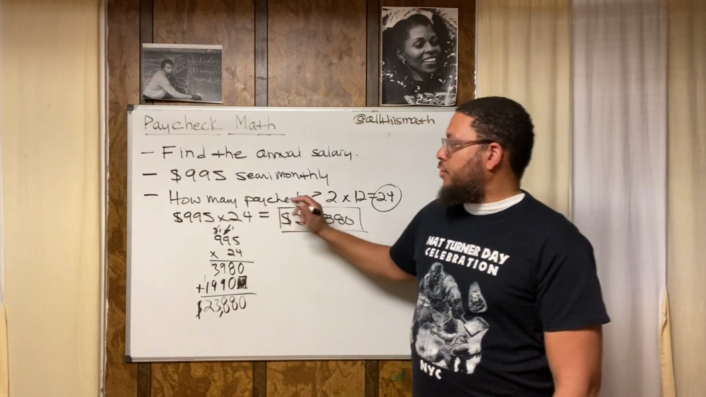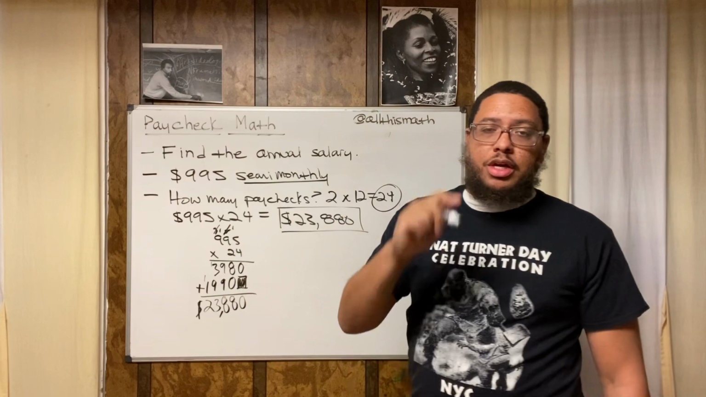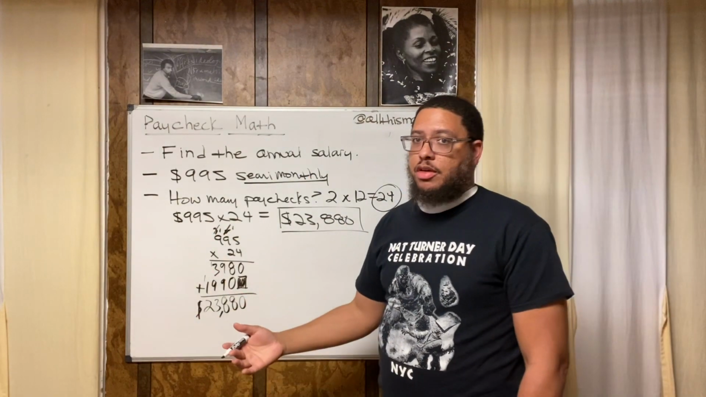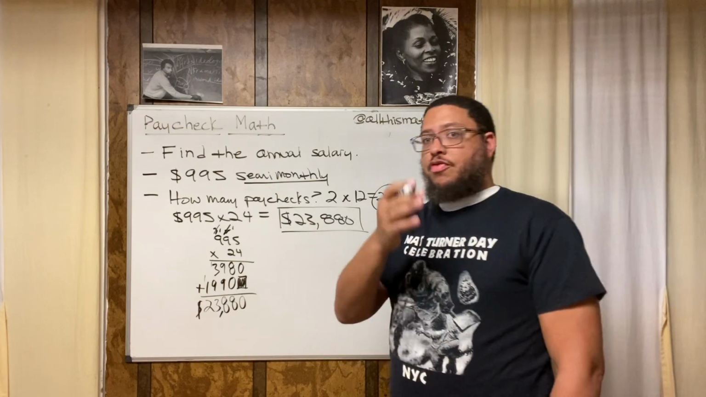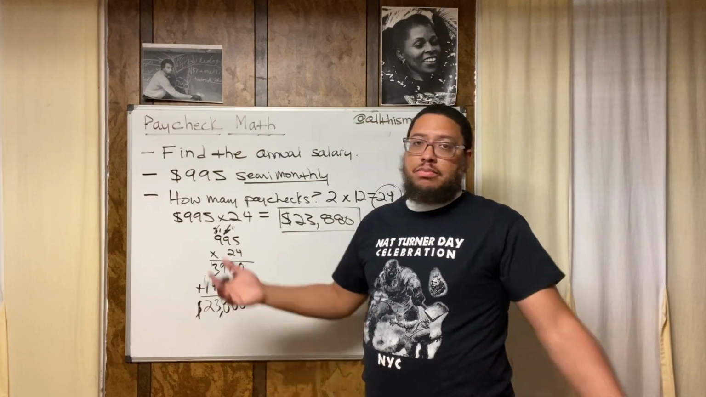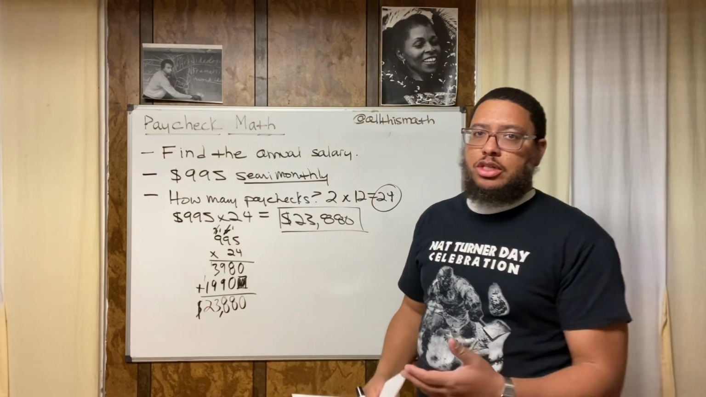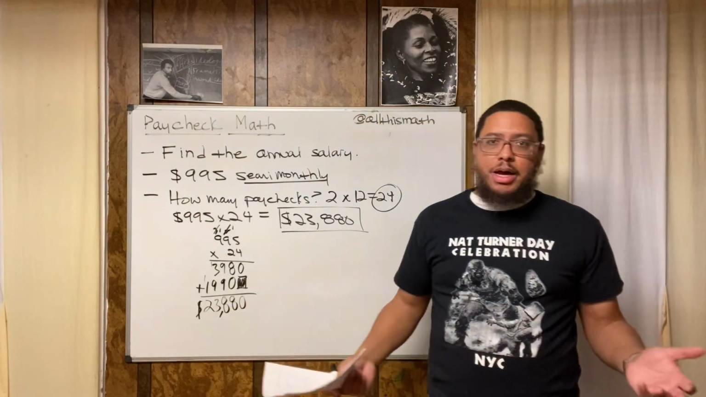Understand the term semi-monthly. Semi-monthly means you get paid twice a month. Maybe the 1st and the 15th. Maybe the 15th and the 30th. Maybe the 15th and the last day of the month. Who knows? Maybe the 5th and the 25th. It's up to the discretion of the company that you might be working for.